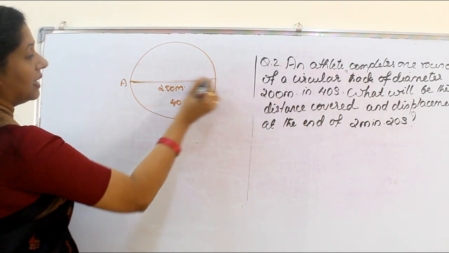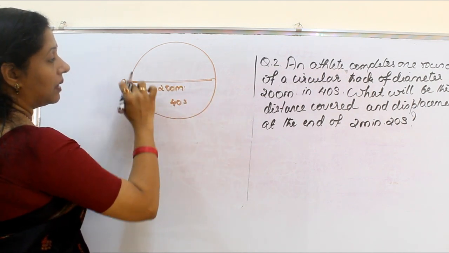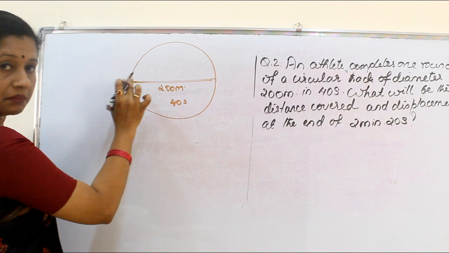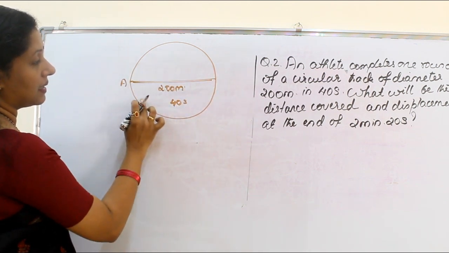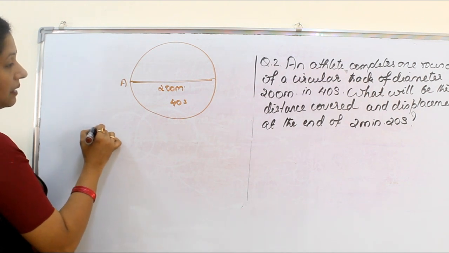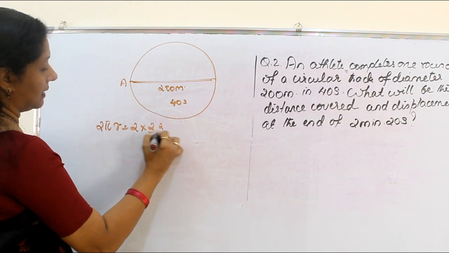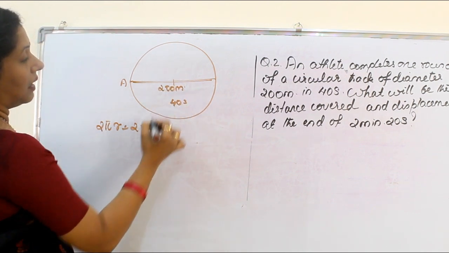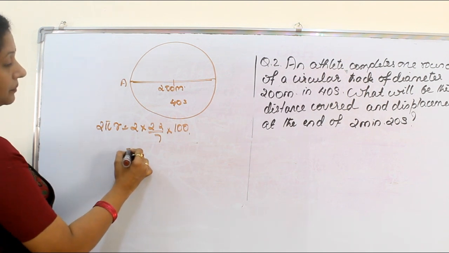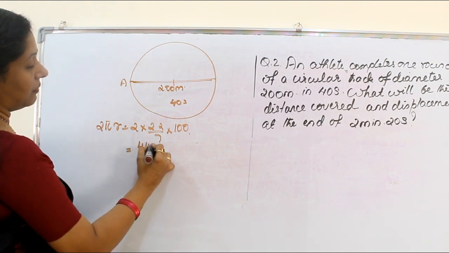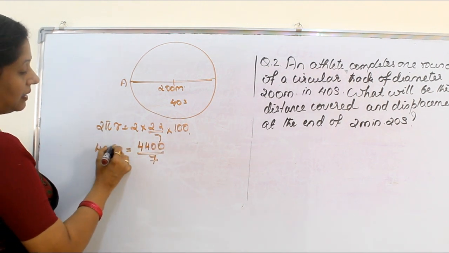So first, 200 meter is the diameter, but we need the circumference of this track, so that we can find the distance traveled in 40 seconds, because he took 40 seconds for one round. The circumference is 2 pi r, so 2 into 22 by 7 into r, which is half of the diameter, that is 100. So we can write 4400 upon 7 as the distance traveled in 40 seconds.